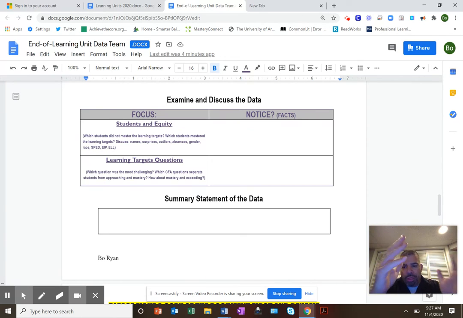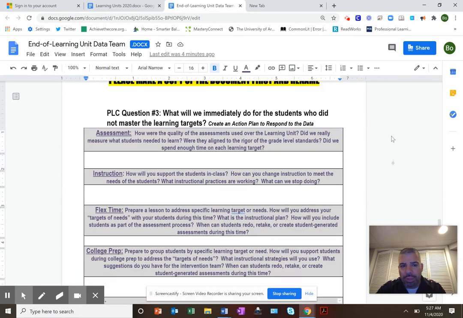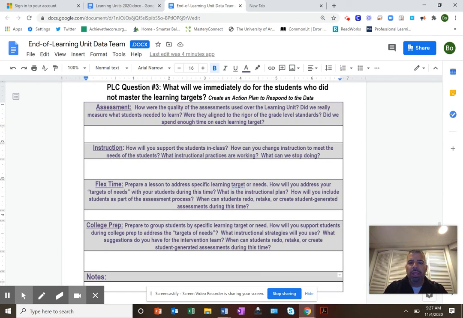We spend about a third of the time on the data analysis, and then we really want to get into the action plan. You can see, what will we immediately do for the students who did not master the target? And we look at assessment. How is the quality of the assessment? How are the grade level assignments that we gave during the learning unit? Then we look at instruction. How can we support the students in class? How can you change instruction to meet the needs of students?